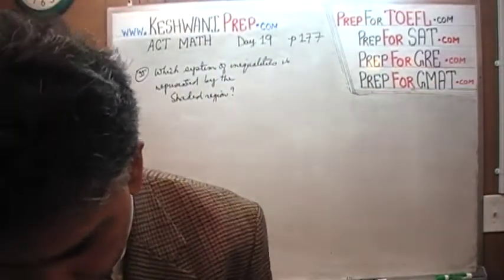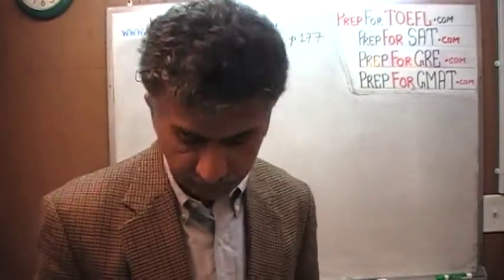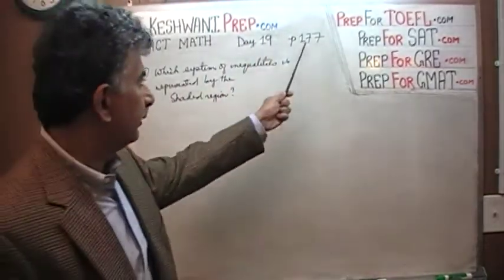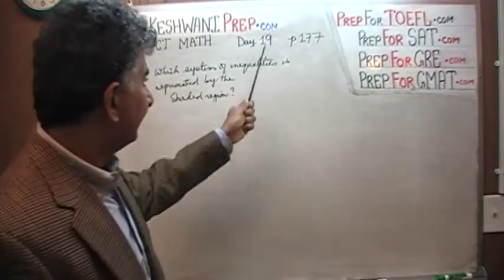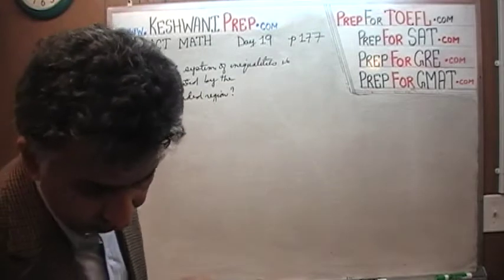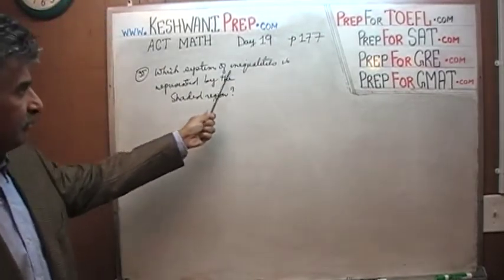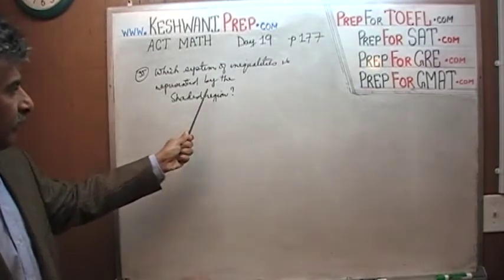The problem that we are about to solve is the one that you will find on page number 177. Please turn to it, page number 177, and today is our lesson number 19. Problem number 55 is what we are about to do. Problem number 55, as you see there, says: which system of inequalities is represented by the shaded region.